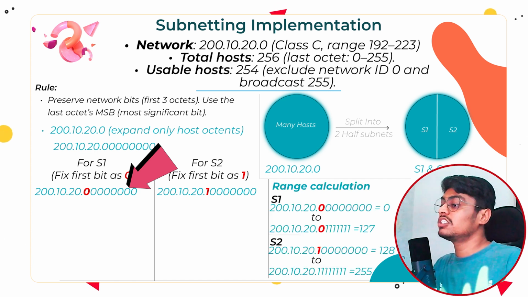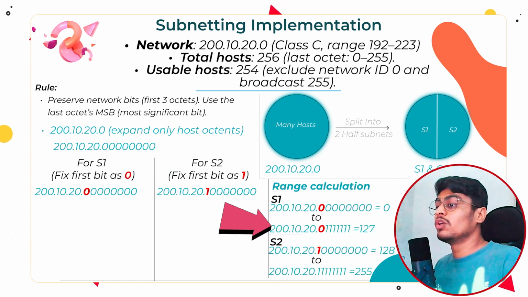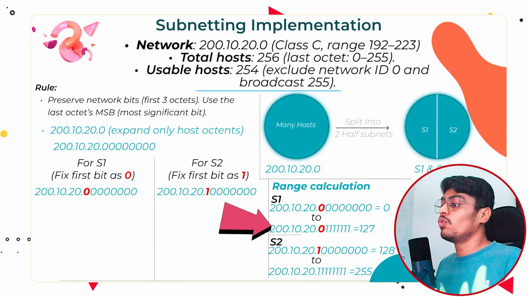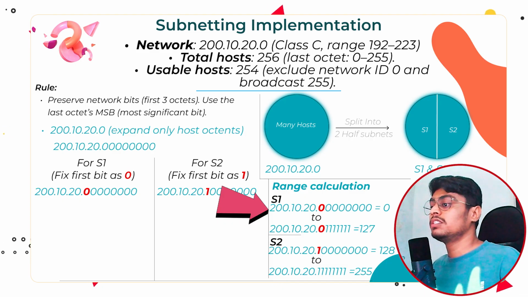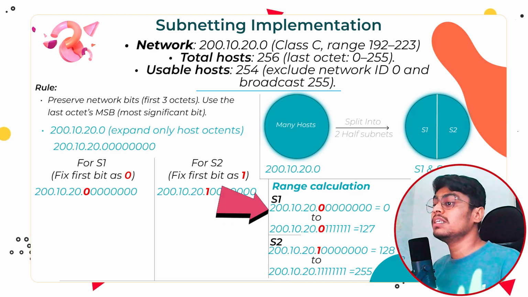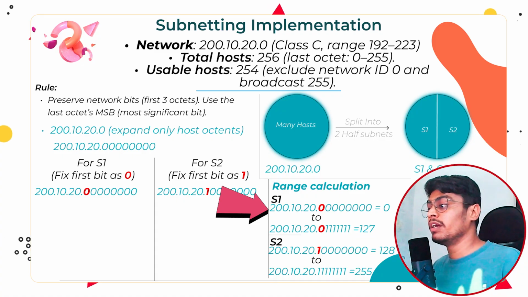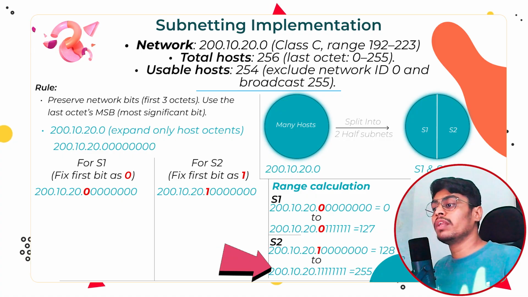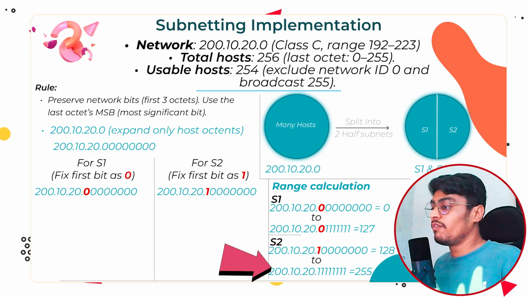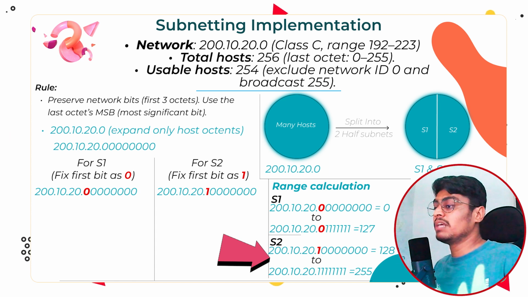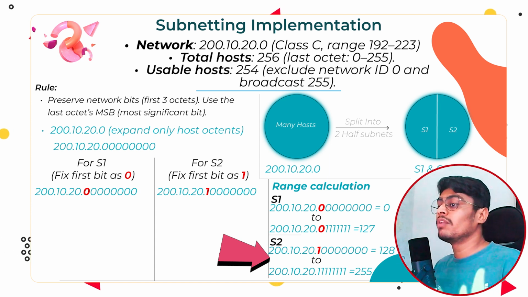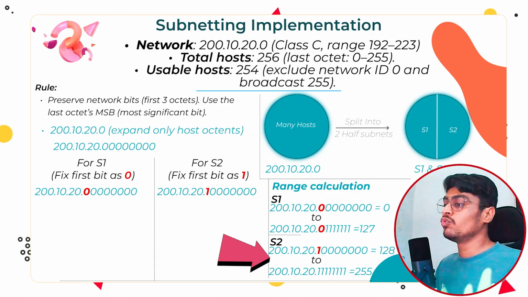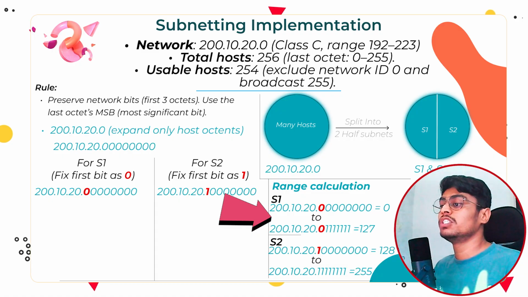For subnet 1, the range starts from 0000000 and goes up to 1111111, seven 1s. The first bit 0 is fixed. So what does it mean? 0000000 means 0 and it goes up to 0111 1111, that is 127 in decimal for subnet 1. And for subnet 2, the range starts from 1000 0000, the 1 followed by seven 0s, which is 128, and goes up to 1111 1111, which is 255. So for subnet 2 the range is from 128 to 255, and for subnet 1 the range is from 0 to 127.